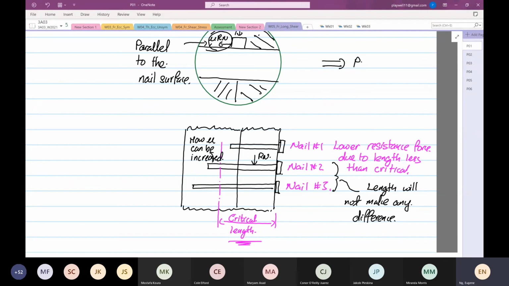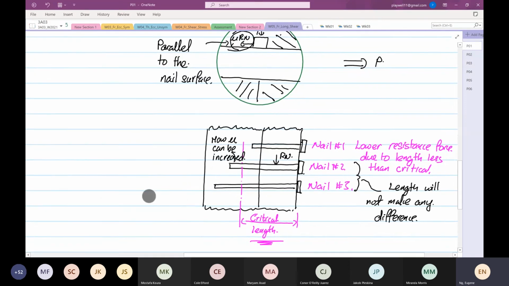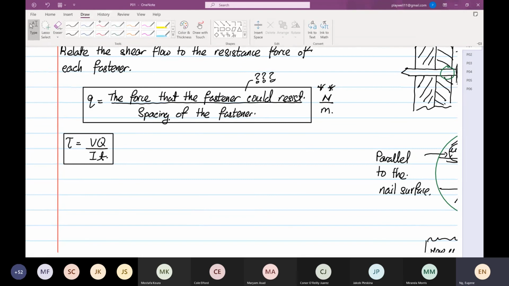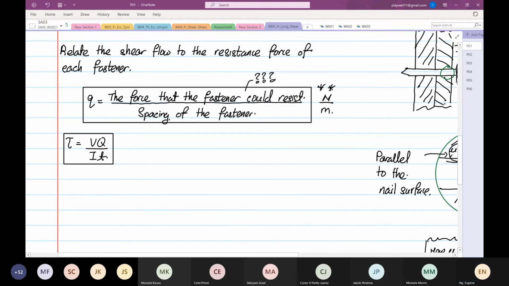The length, as long as you reach a critical length, it does not matter. So Cole, you're right. The length does play a part, but once beyond the critical length, it does not matter at all. I hope you all learn from my mistake. Longer length, better resistance? No. Don't waste money. The longer the length, the more money you have to pay.